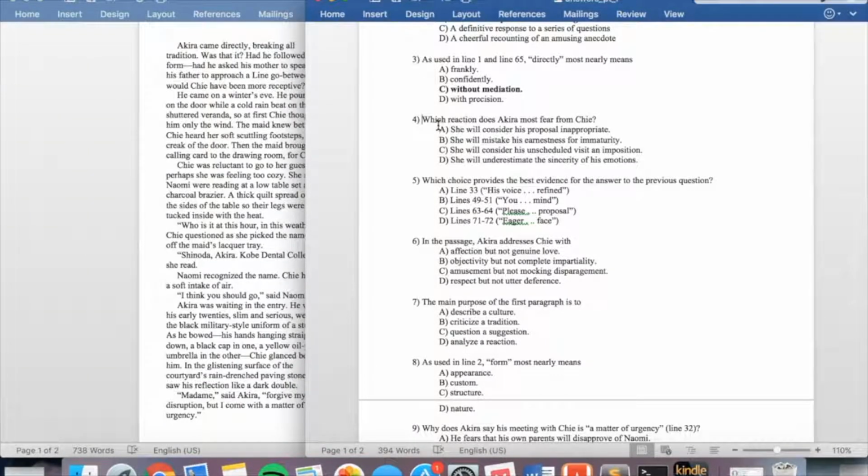So question 4, what reaction does Akira most fear from Chi? I'm going to say A, she will consider his proposal inappropriate, bearing in mind that she is kind of the mother figure here. She's wealthy, and he is doing something that's breaking with tradition. It is not normal. So now we can go to question 5 and see if there's some evidence for our answer to question 4.